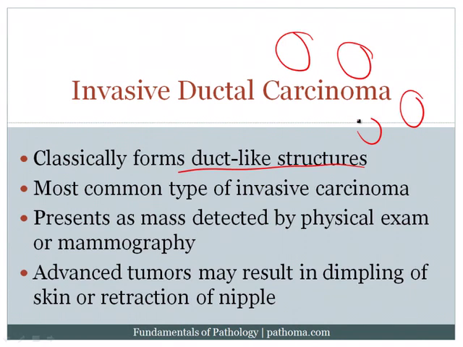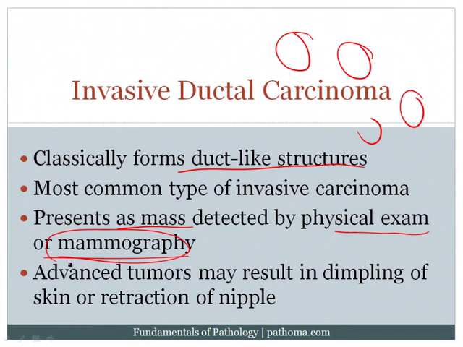It presents as a mass, and that mass can be detected by physical exam or mammography. Physical exam will usually detect a mass that's about 2 centimeters or greater, whereas mammography can pick up a mass at about 1 centimeter or greater. And so mammography is a very good test because it allows us to detect breast cancer at a much earlier stage.